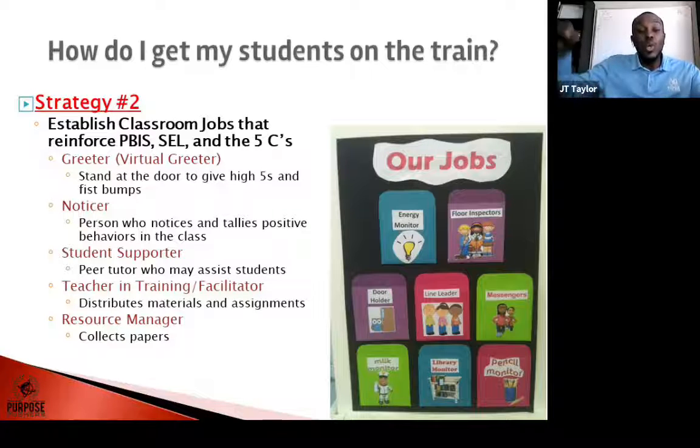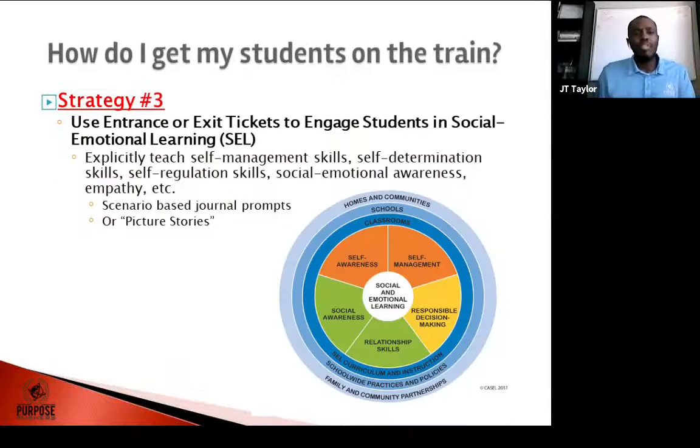Let them know that they own the space. It's their classroom. It's their learning environment. So let's give them some jobs so that they can own it. Number 3, use entrance tickets and exit tickets intentionally.